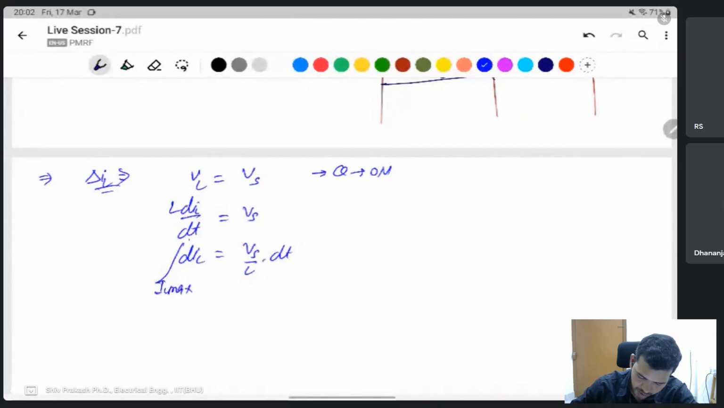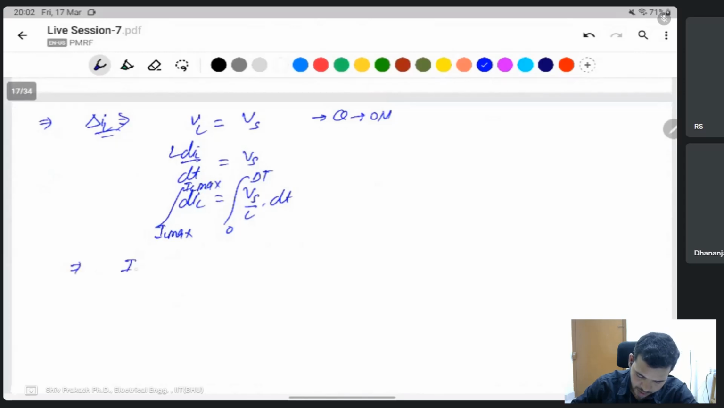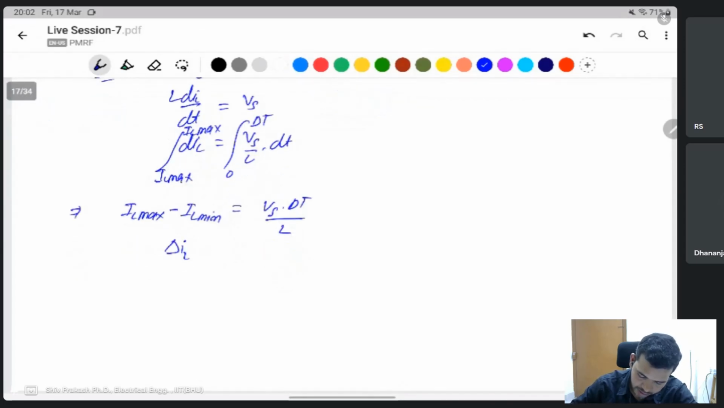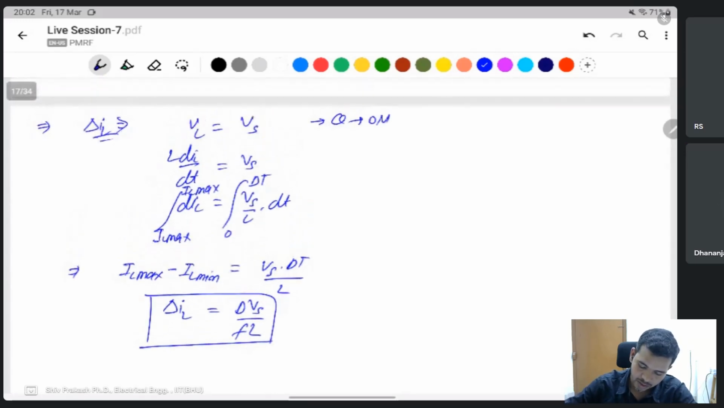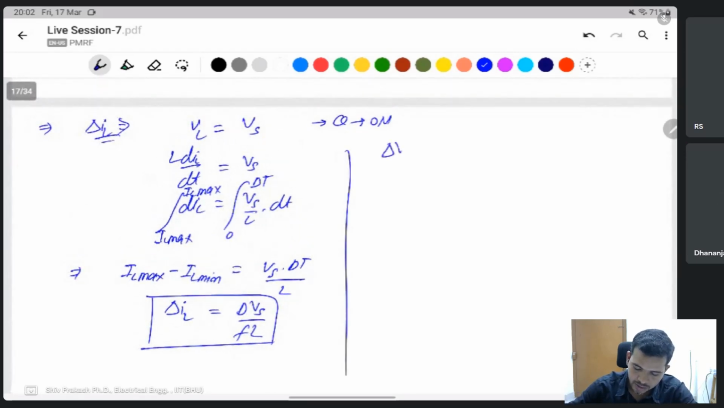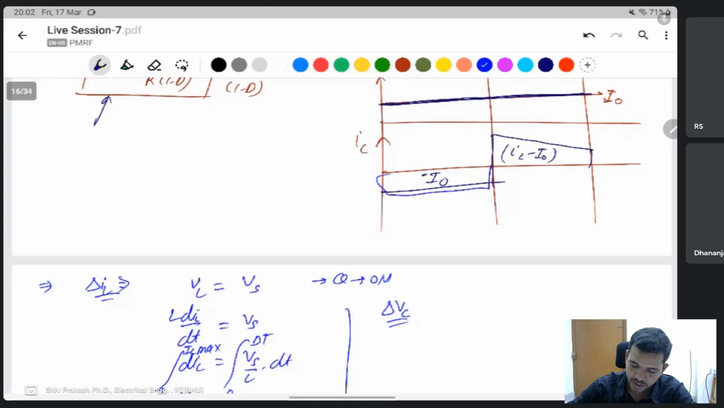To get this, we integrate from IL minimum to IL maximum, and on the other side from 0 to dt. Then IL maximum minus IL minimum is equal to Vs into dt divided by L. So delta IL equals dVs divided by fL, the same as the boost converter. Delta Vc you can calculate the same way, because this is the same as the boost converter.